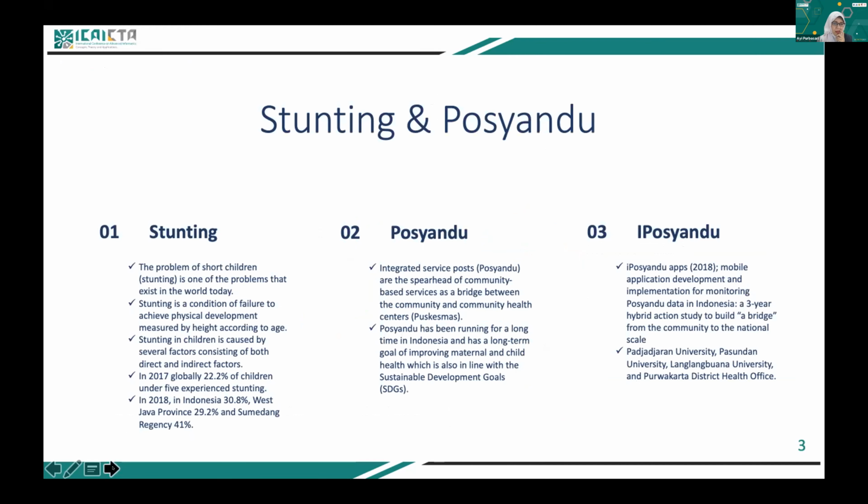Stunting is the problem of short children. It is one of the problems that exists in the world today. In the last presentation, we talked about COVID, and now I will talk about stunting, because stunting is a condition of failure to achieve physical development measured by height according to age. This is caused by several factors consisting of both direct and indirect factors.